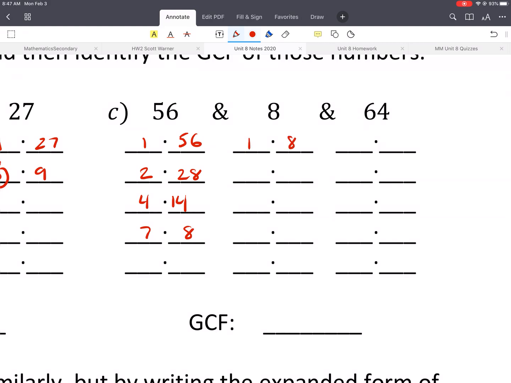Okay, and then we'll do 8. So 1 and 8, 2 and 4. And that's all we've got. You could do 3. 3 doesn't go in. And then we have 4. We already have 4.